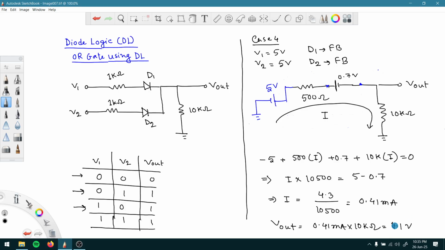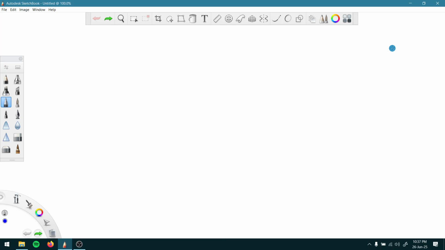So for this case also, the value we are getting here is, I shouldn't say that this is very close to 5 volt, but somewhat close to 5 volt, and that is why we can consider that the output we are getting is logic 1. So for the last case, if both of the voltages at input is 5 volt, we are getting logic high because we are getting 4.1 volt. So for all of the cases, this particular circuit is actually giving us proper output for it to be a OR gate.